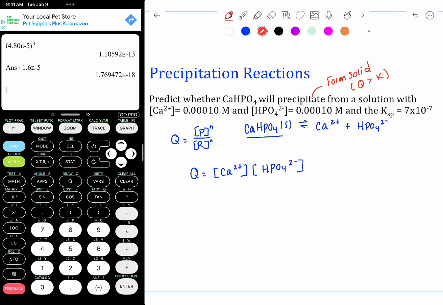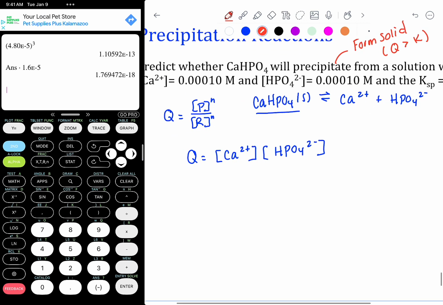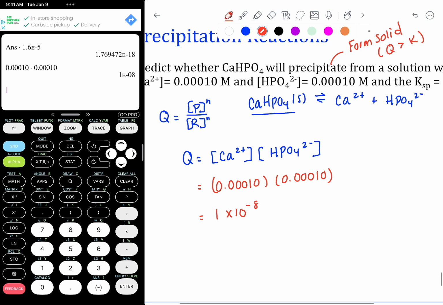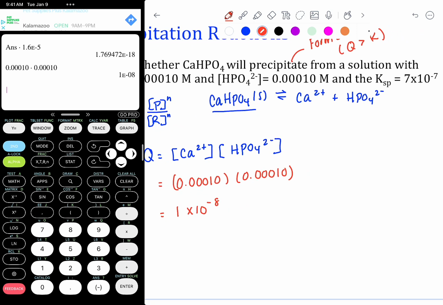So all we have to do now is plug in our values of those concentrations. So we know it's going to be 0.0010 times 0.00010. So we'll take that, and we get a Q value that is equal to 1 times 10 to the minus 8. We know our KSP is 7 times 10 to the minus 7.